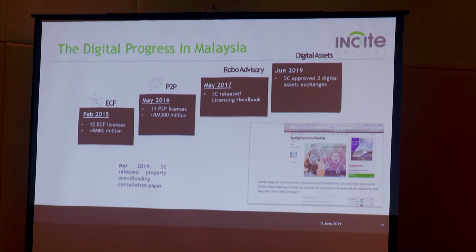Then we also have licenses for peer-to-peer. Right now there's 11 peer-to-peer licenses. In fact, SC just issued how many? 5. I think 5 more recently. Robo-advisory, where the asset management, asset allocation is done by machines. So right now there are 2 companies licensed by SC. And recently, SC approved 3 digital assets platforms.